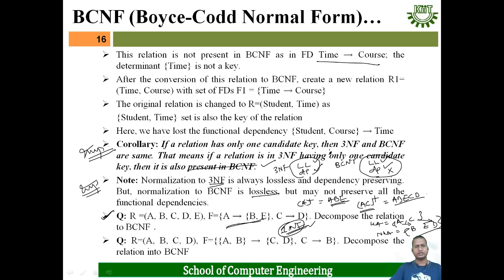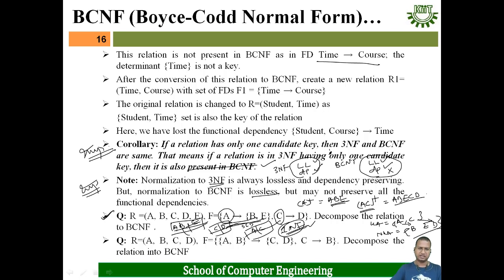Then to decompose this relation into BCNF, look at the dependencies which are creating problems for BCNF. BCNF means the determinant side should be a key. Okay, is it a key? No. In this case also it is not a key. For this we have to create a table. That means in one table we have to put A, B, E. In another table we have to keep C and D. And in the other table all attributes except B, E, D will be present. That means A, C.